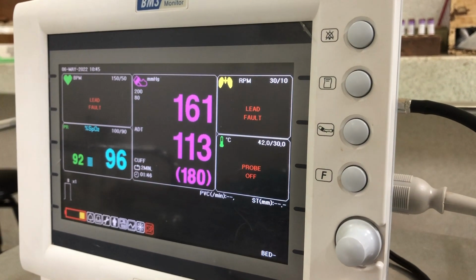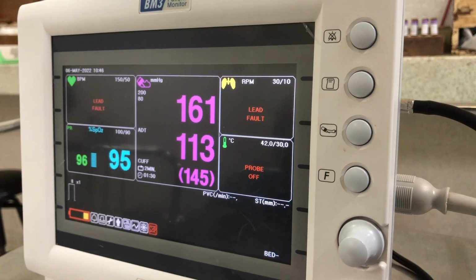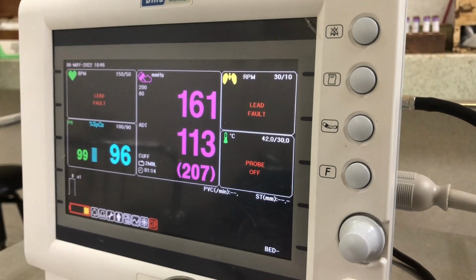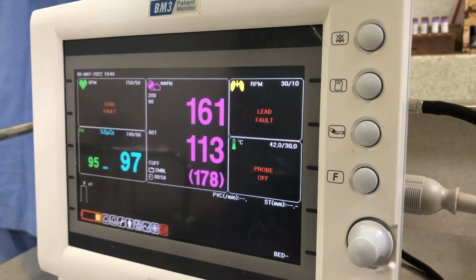Continue to watch the vital signs monitor. When it has been 5 minutes from the last time you recorded vital signs, once again chart them in the appropriate place on the form.